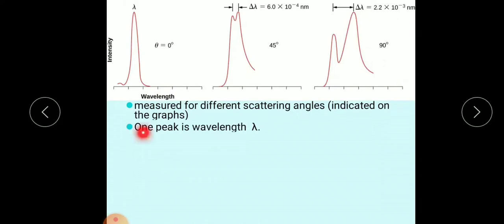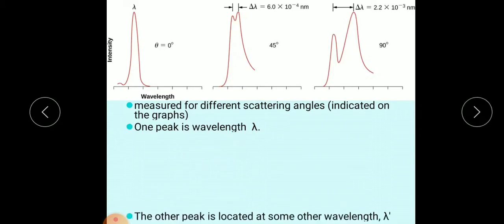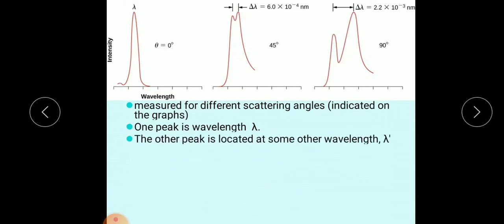One peak is at wavelength lambda. The other peak is located at another wavelength, lambda dash. The two peaks are separated by delta lambda.